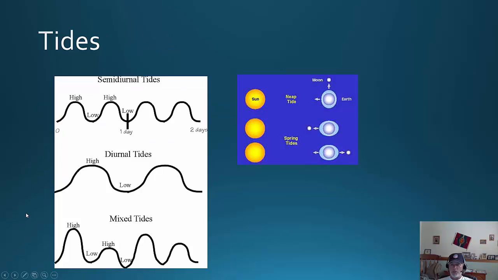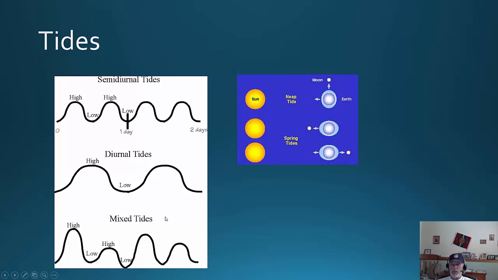You had a lecture on tides. Tides, if you look at the right picture here, are caused by the gravitational pull of the sun and the moon. Both of these gravitational fields influence tides, the moon much more because it's much closer.